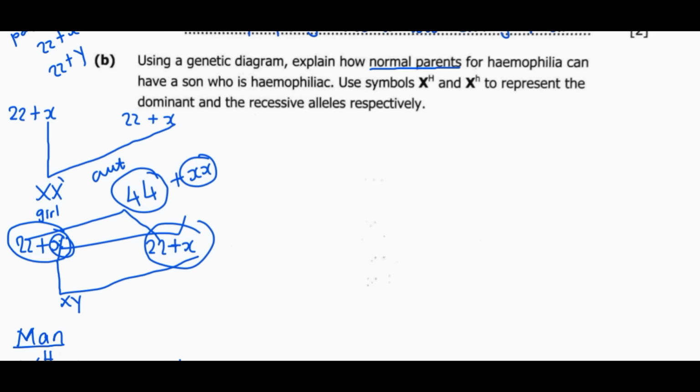So if you look at normal parents having a son who is hemophiliac, just know that the mother is the carrier. The husband will be okay, because we don't have carrier if you look at the male part. So let's show what we are saying here. Whenever you hear a question like a normal couple, just know that the woman is the carrier.